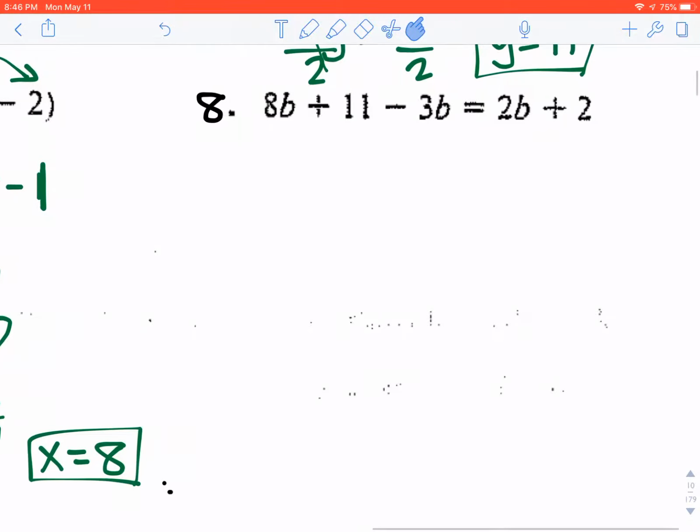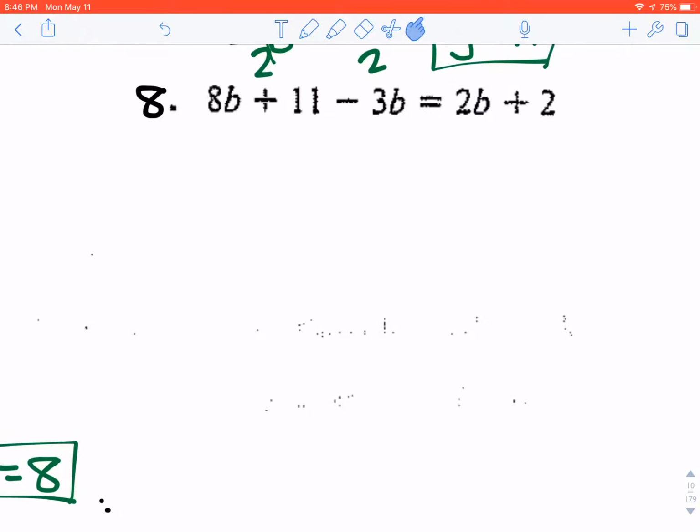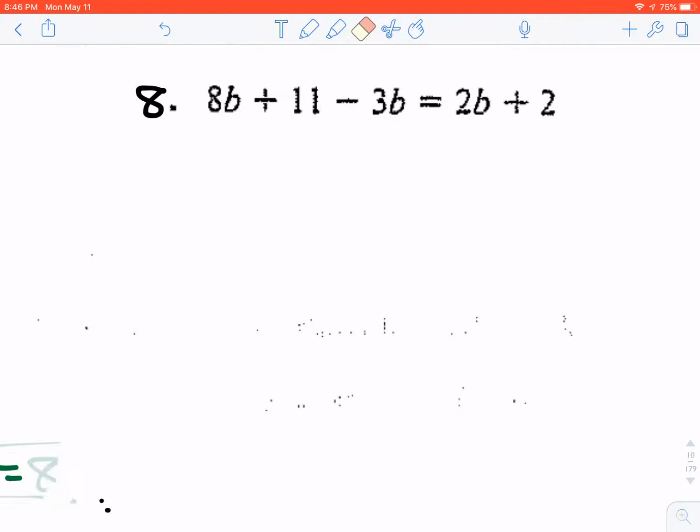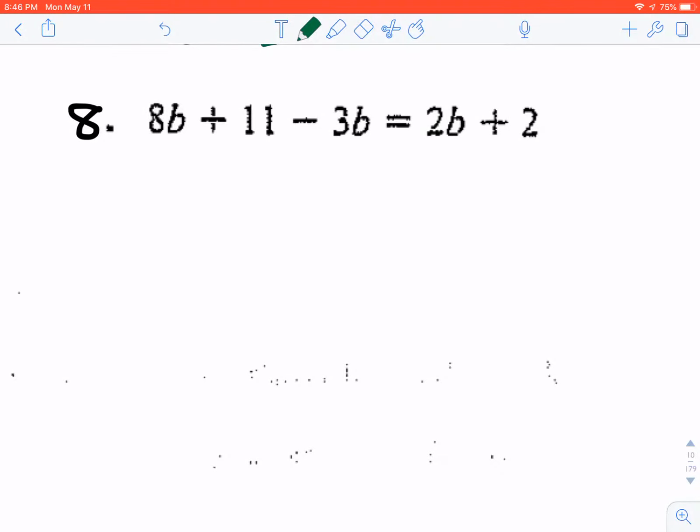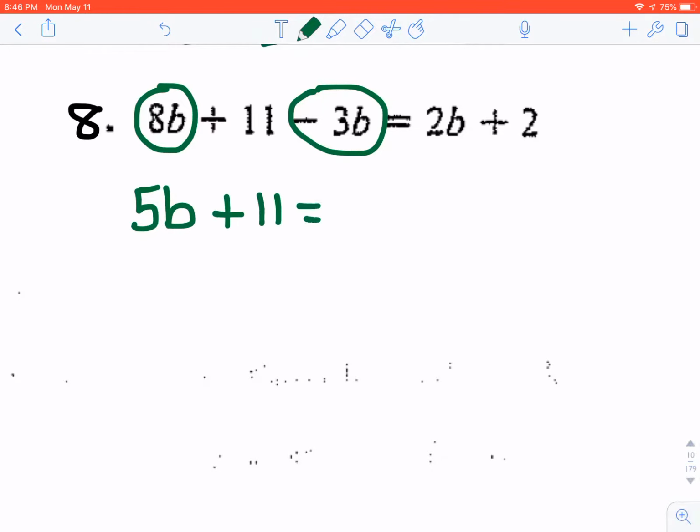Number 8, a little different than all of the ones that we just went over. There's not any distributing, and there's not any fractions. But there are like terms on the left side. So remember, like terms are two terms that have the same variable parts. So you can combine the 8b and the 3b. Make sure you pay attention to the sign that's in front of each term. 8 minus 3 is 5, so we have 5b. Drop down your plus 11 equals 2b plus 2.